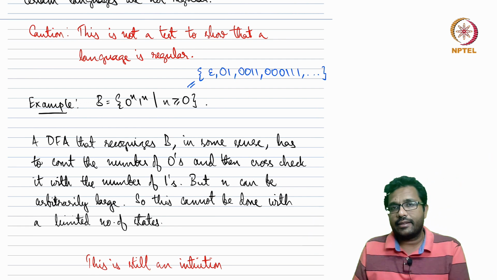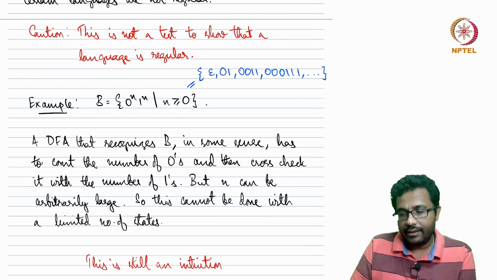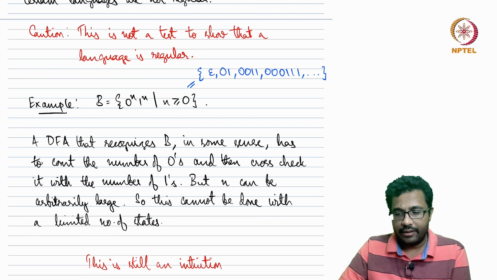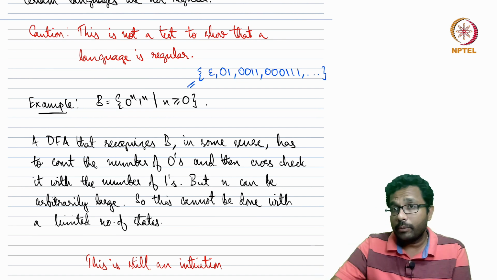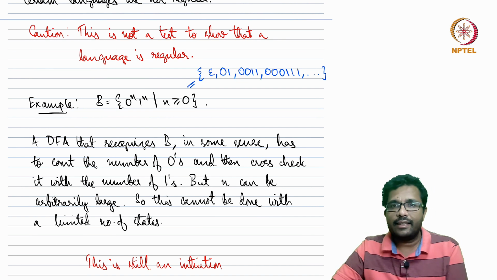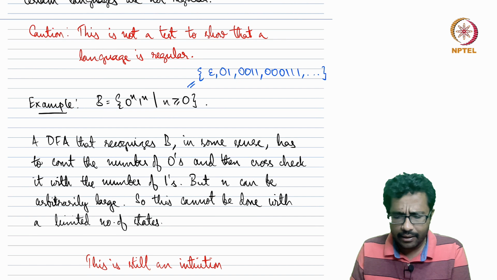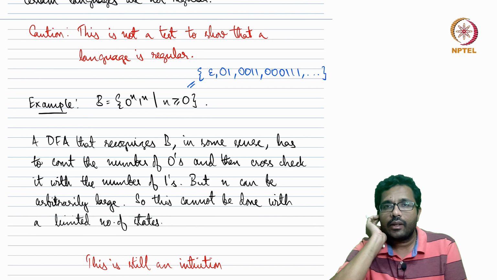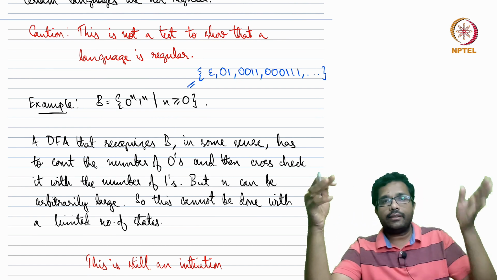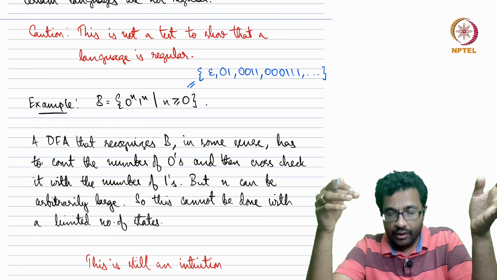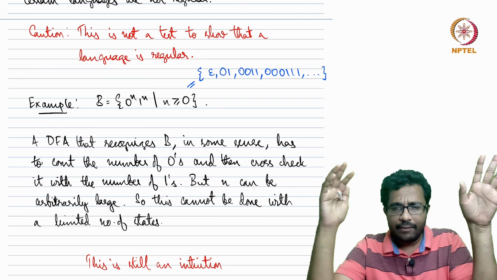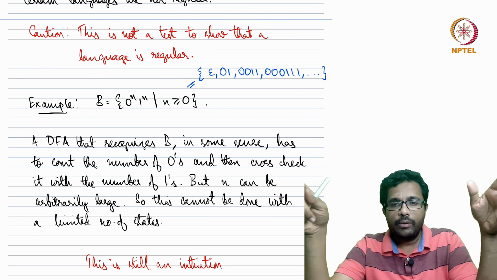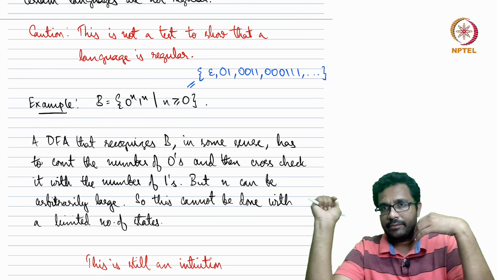So there are infinite strings here. For each value of n, there is a string: n zeros followed by n ones. So it's a very clearly defined language, and it's very easy to understand what this language is. Interestingly, this language is not regular. It's a simple enough language, but it's not regular. The reason is that if it is regular, then there is a DFA that recognizes this language. Now the DFA has to, in some very vague sense, check how many zeros there are, followed by how many ones there are.